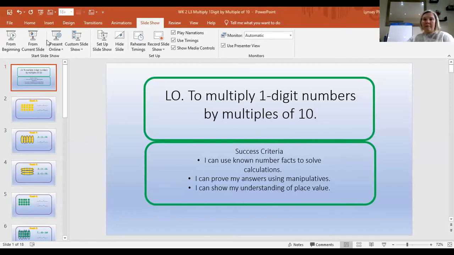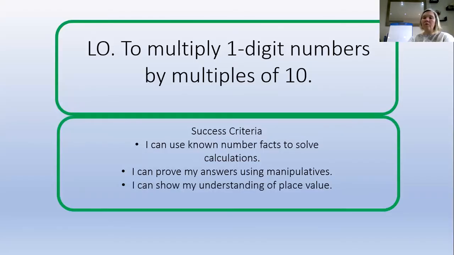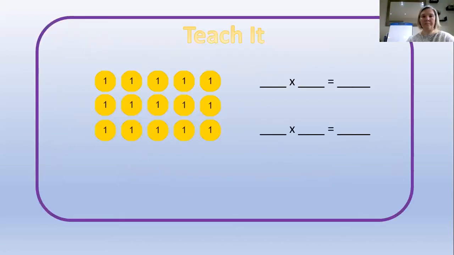So as I said, our learning objective of today is to multiply a one-digit number by a multiple of 10, okay? And you might want to prove your answer using manipulatives, especially if you're in the classroom. It's a bit trickier when we're at home, but we can go back to when we were doing exchanging with our addition. Okay, number facts are really going to help you with this. So knowing those multiplications and those number facts to solve calculations. And also that you know about place value. So this goes back to yesterday's lesson about place value and understanding what those digits mean and the value of each digit.